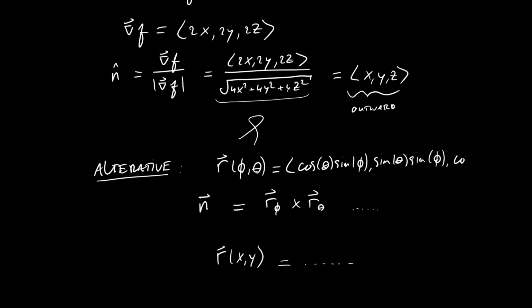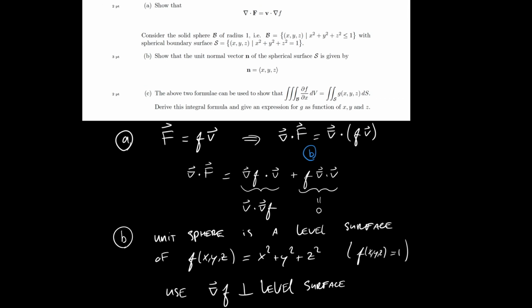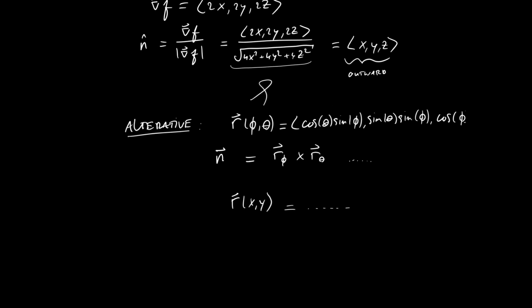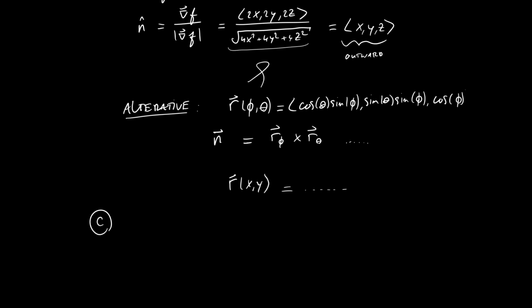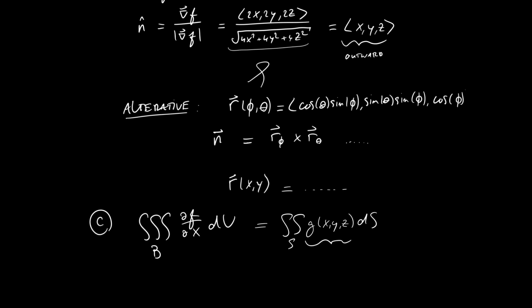Good. So that completes part B of this question. Then we go to part C, where we have to prove that this formula is true. Let me first write up that formula. So this is question number C. The triple integral over B of the partial derivative of f with respect to x, integrated over the volume, is equal to the double integral over the surface of some function g of x, y, and z. And we need to figure out what that function can be.